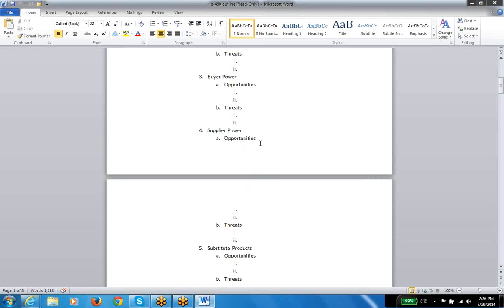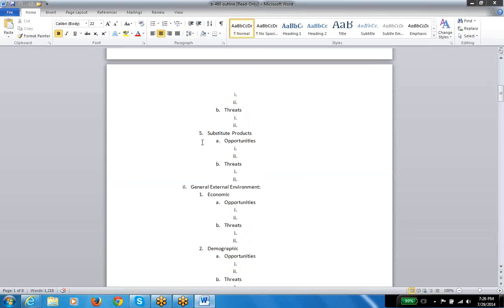Supplier power. If you're a little mom and pop store, you probably don't have much power over your supplier. They've probably got you right where they want you because you're dependent on them. All of these things are Porter again. And of course, substitute products. Do I have to buy from your grocery store? Do I have to have groceries? Yeah, I probably do have to have groceries. So there's not a lot of substitute products for food.